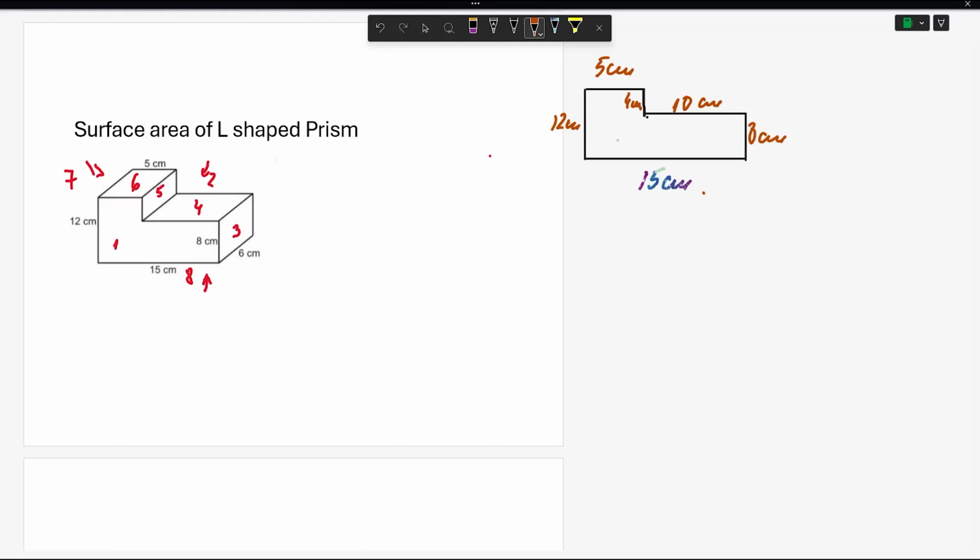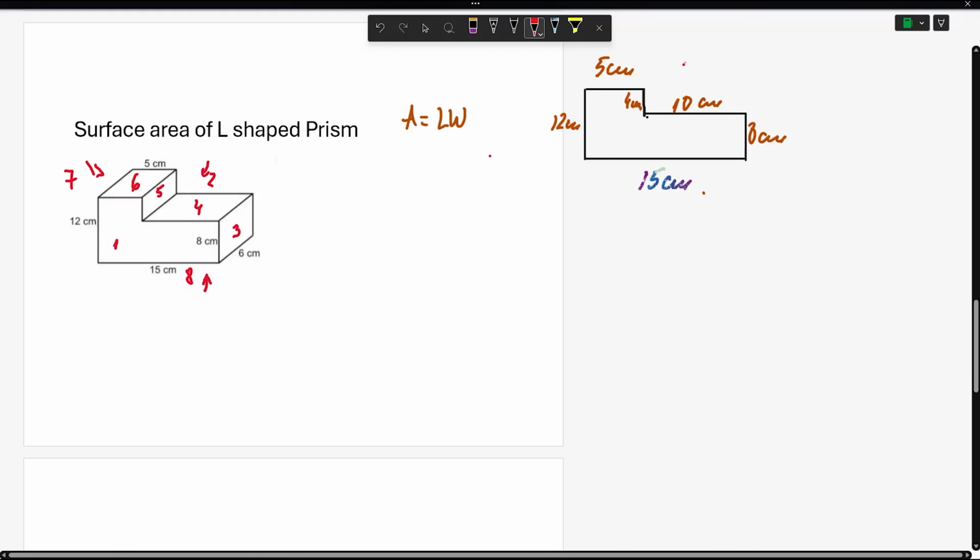So now, before I start, I need to divide my L-shaped prism into rectangles. So again, I can use my formula to find the area of a rectangle. So let's divide my L shape, let's say like this. So this is my first rectangle, this is my second rectangle. So what I have here, I have 15 and 8. So 15 times 8 is 120.